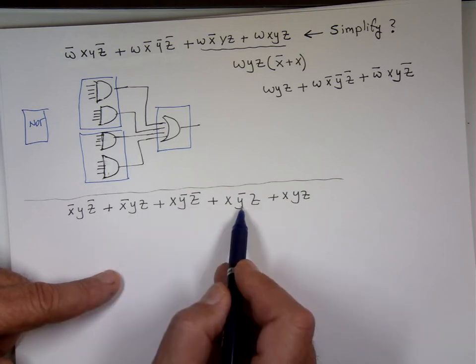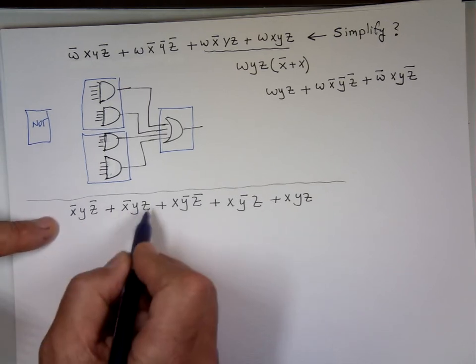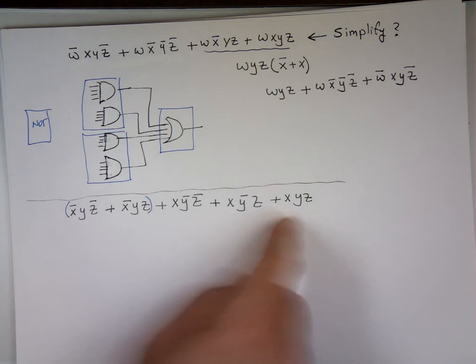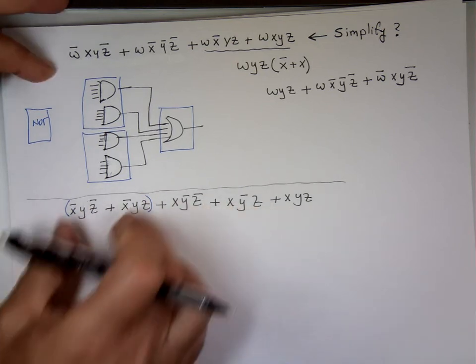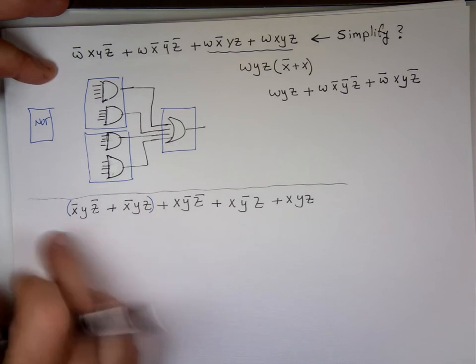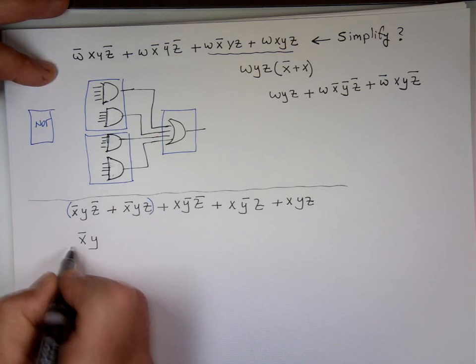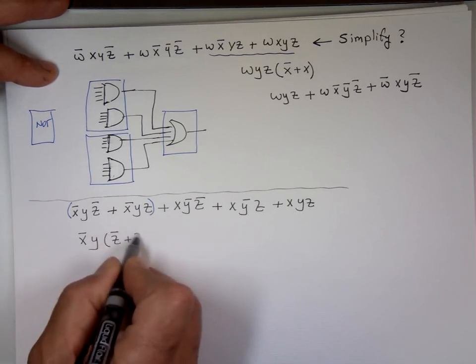It also works with this one. And I can look at this. See this one here? These actually work beautifully together. This one actually works with any of them, almost. It works with this, it works with this. But if you look at this one alone here, they have in common what? X bar y. And if you factor that out, what's left? Z bar plus z. What's z bar plus z? 1.